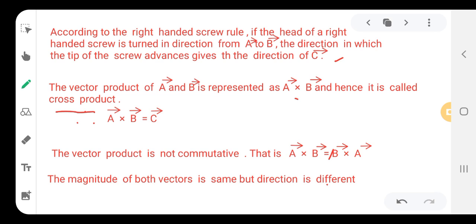So as I told, it is the cross product, then A cross B is equal to vector C. The vector product does not commute, that is vector A cross vector B is not equal to vector B cross vector A. So you cannot reverse these two vectors. Why we cannot do that, I will tell you in the properties.